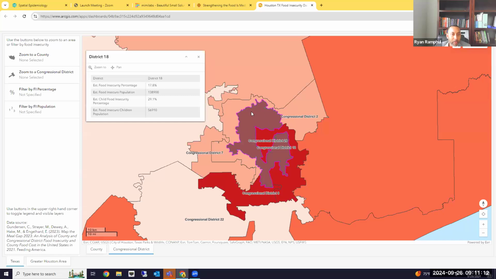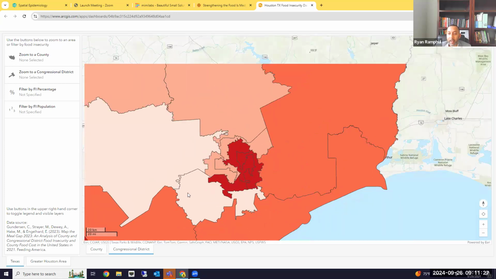But whomever the District 18 person is, their food insecurity rate, at least for the people that they govern, is 17.8%. Child food insecurity rate, 29.1%. So yeah, there's a lot going on there.